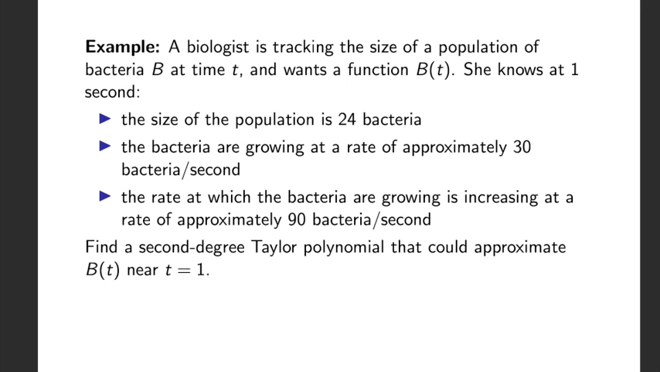Okay, so as a second example, let's suppose we have a biologist who's tracking the size of a population of bacteria B at time t and wants an approximation of the function b of t. She knows at 1 second that the size of the population is 24 bacteria. The bacteria are growing at a rate of approximately 30 bacteria per second, and the rate at which the bacteria are growing is increasing at a rate of approximately 90 bacteria per second. And here we're trying to find a second degree Taylor polynomial that could approximate b of t near t equals 1.